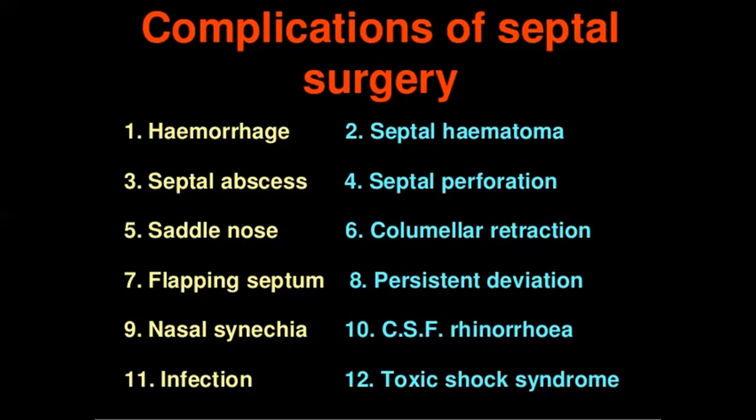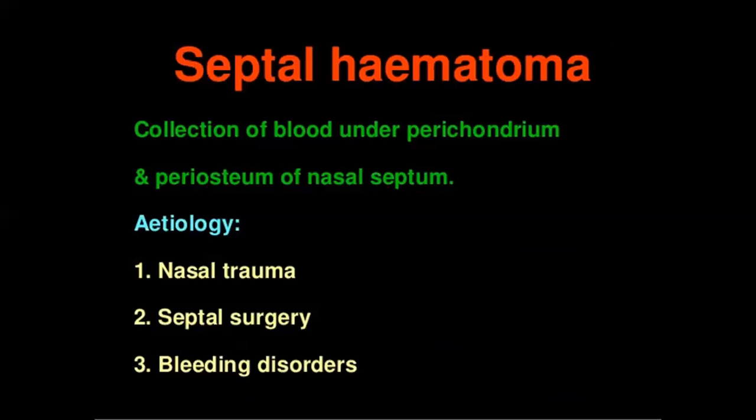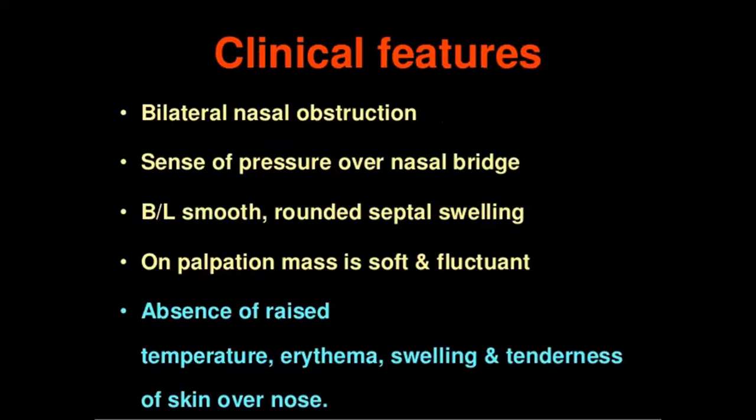Then septal hematoma. The clotted blood will cause a collection of blood under the perichondrium. Perichondrium is the covering membrane of the cartilage, or periosteum the covering membrane of the bone, and it can cause the hematoma and infection. The etiology: nasal trauma, injury to the nose, septal surgery, or bleeding disorder. Then clinical features: bilateral nasal obstruction. If there is damage, then bilateral nasal obstruction will be there. Sense of pressure over here would be there. Bilateral smooth rounded septal swelling would be there. On palpation, the mass is soft. Due to bleeding, it will be soft and fluctuant.